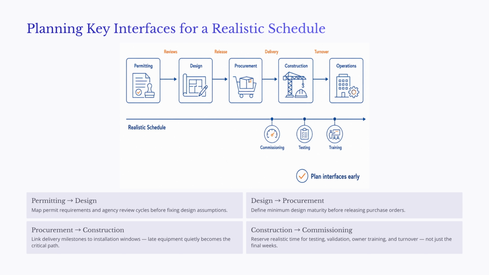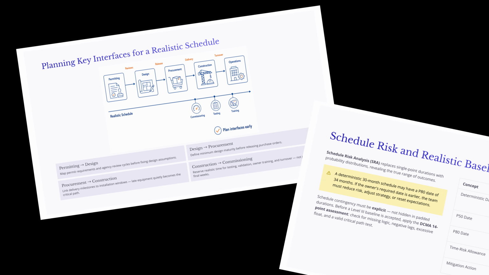The final interface is construction to commissioning and operations. The schedule should reserve realistic time for testing, validation, inspections, owner training, corrective work, and turnover. Commissioning should not be compressed into the final weeks just to protect an unrealistic completion date. A reliable FEP schedule makes these interfaces visible early before they become execution problems.